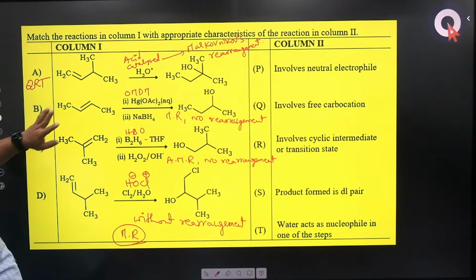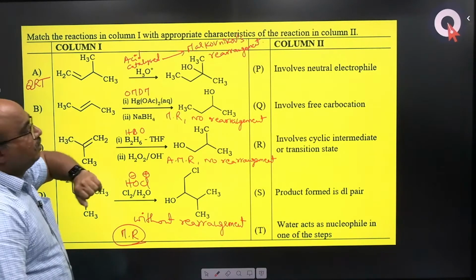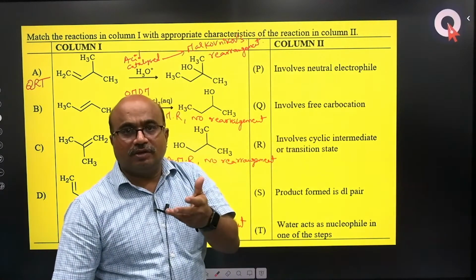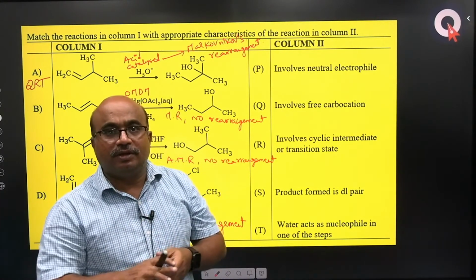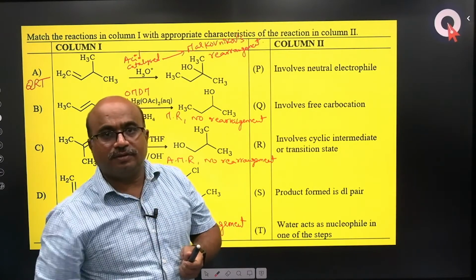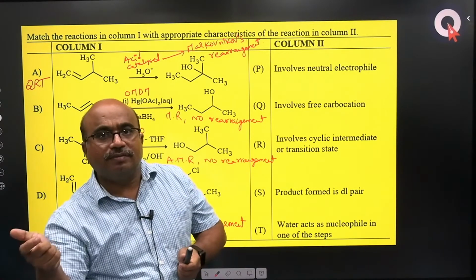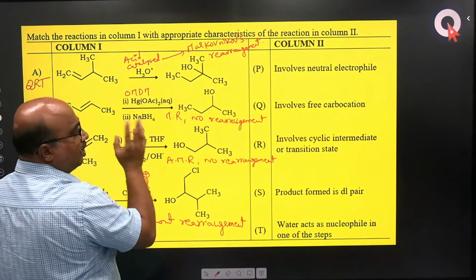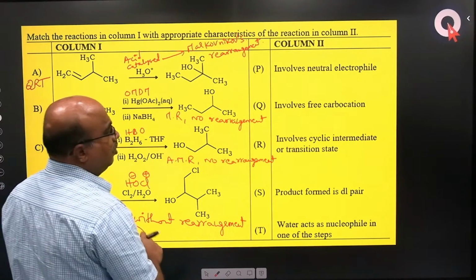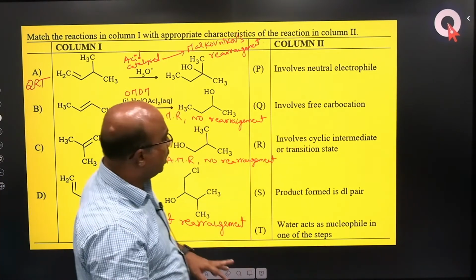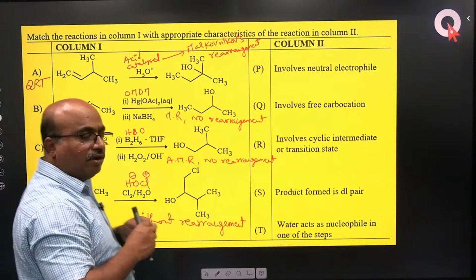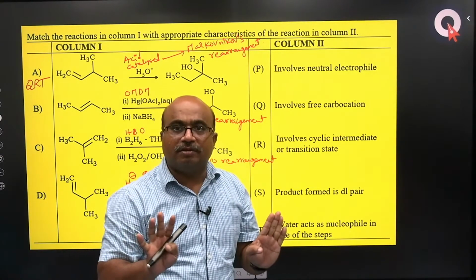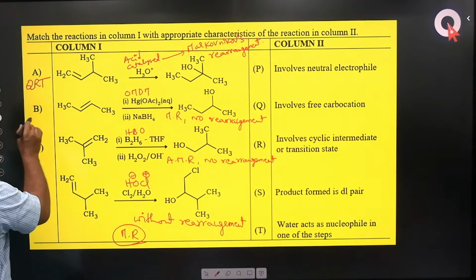Next, let us see this. OMDM. So involves a neutral electrophile. But what is your electrophile? HgOAc, Hg plus OAc, because the OAc part is leaving. That will form a cyclic intermediate. So pure carbocation will not form. So cyclic intermediate exists, because whenever any electrophile has a lone pair, it will exist like a cyclic intermediate. It won't exist like a planar intermediate. So R exists for this.